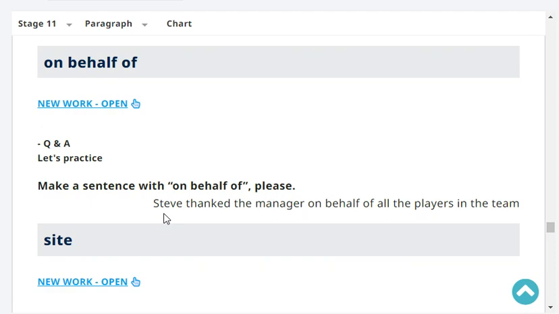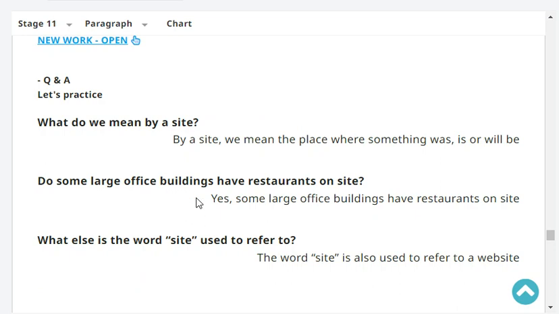Make a sentence with the words on behalf of, please. Steve the manager thanked the players on behalf of all the team. Very good.